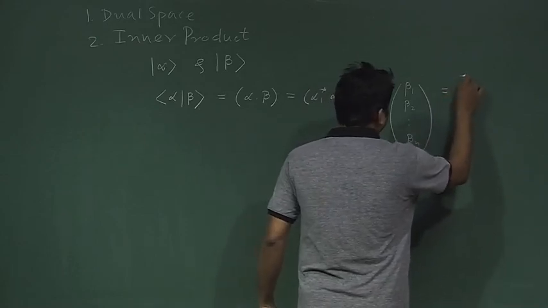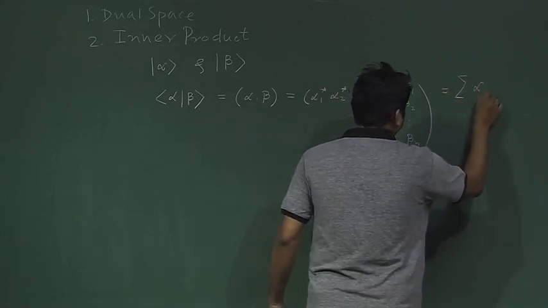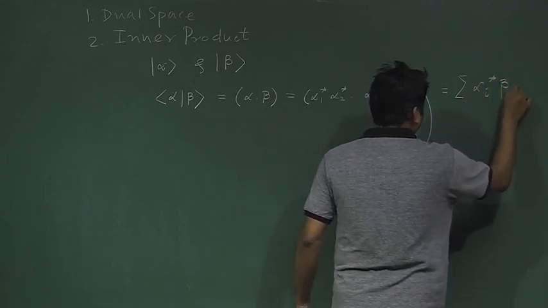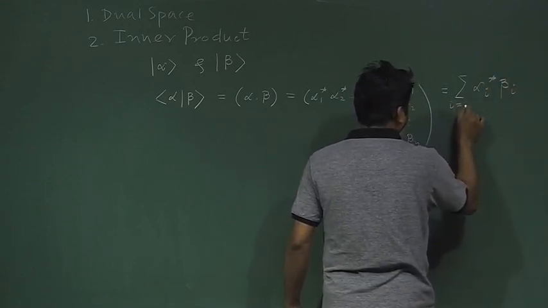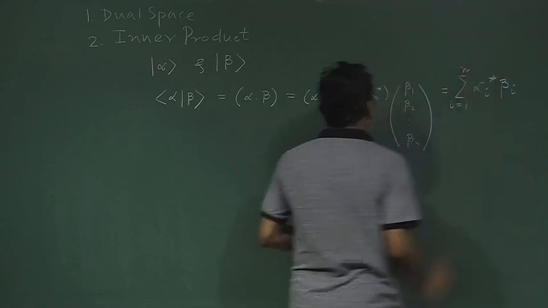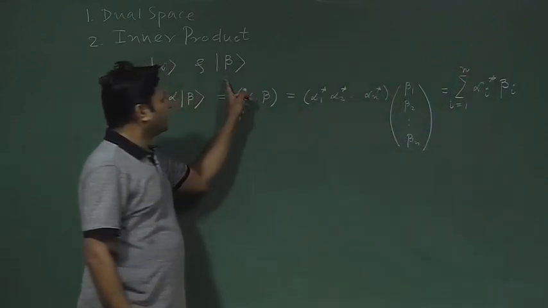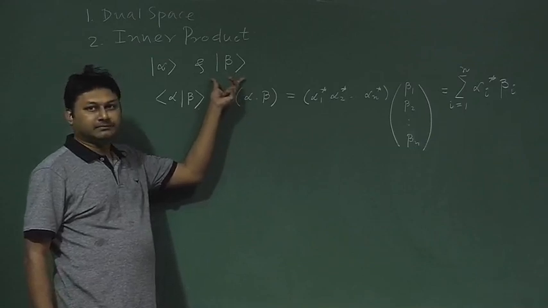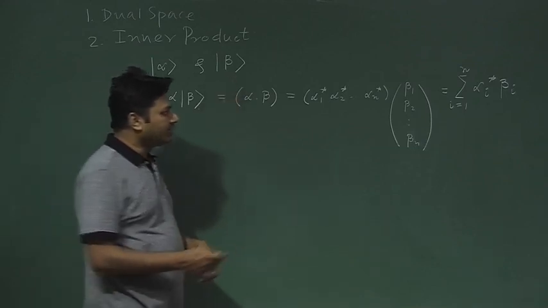This is nothing but the quantity sum of alpha i star, beta i, with i going from 1 to n, if the vector space has a dimension of n. This is not a new thing.